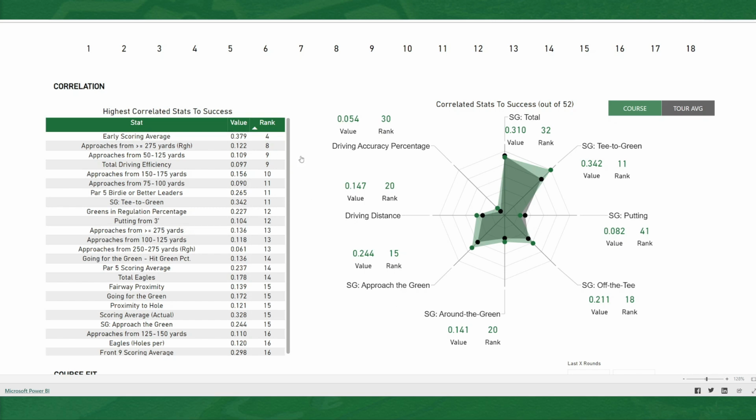The ones on the left become a little bit more granular, approaches from 150 to 175, early scoring average, things that might be a little noisier, but are worth looking at as well. These are still approach and driving and scoring metrics. You don't see a lot of putting stats being strongly correlated here. So that's why I like to have this, just to kind of give you an additional idea of some other stats that might find themselves to be highly correlated.